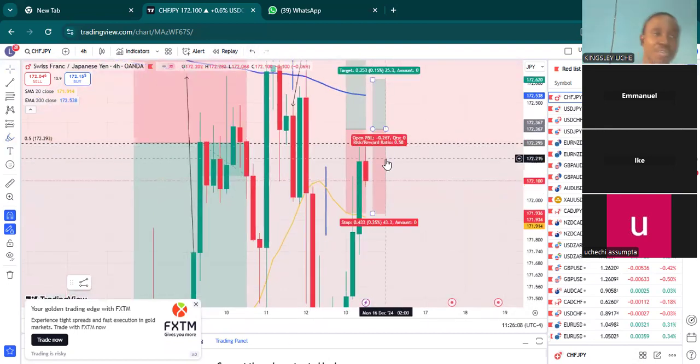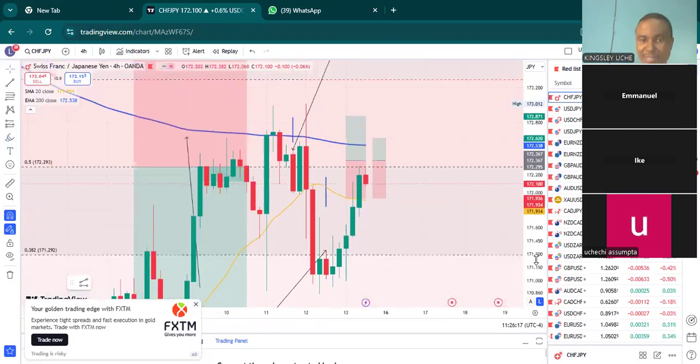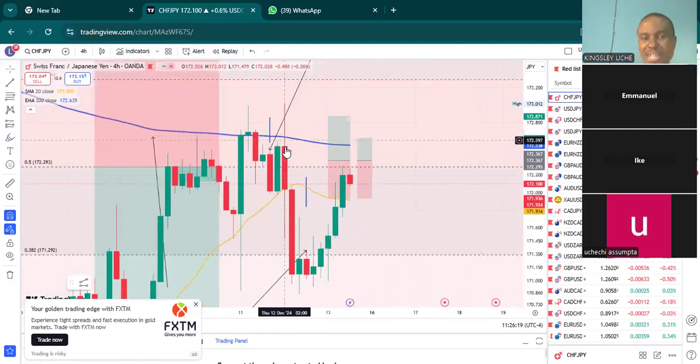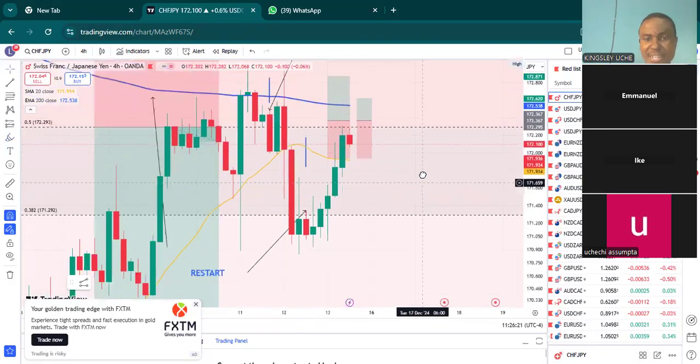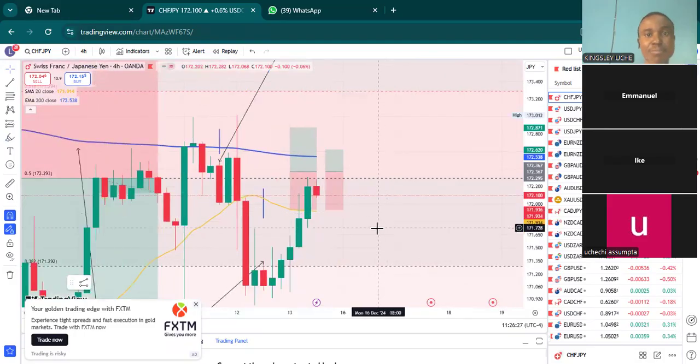Hopefully by 11 p.m., when our market session opens, we should be expecting a bullish or bearish move in this pair. But don't forget, we had a first bearish wick and a bearish body here. So we should be expecting two candlestick formations in this pair for us to be looking for an entry. That's for the CHF-JPY.